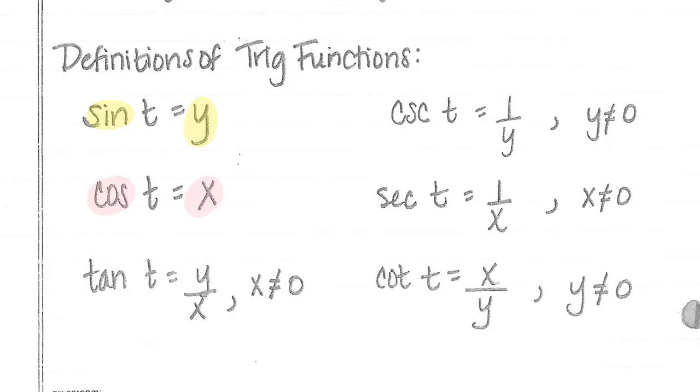Cosine is going to be the x. And the tangent is going to be y over x, where we know x cannot equal 0, because anytime we have 0 in the denominator, it makes it undefined. Going across from the sine, the cosecant is the flip, 1 over y. The secant is the flip, 1 over x. And the cotangent is the flip, x over y.